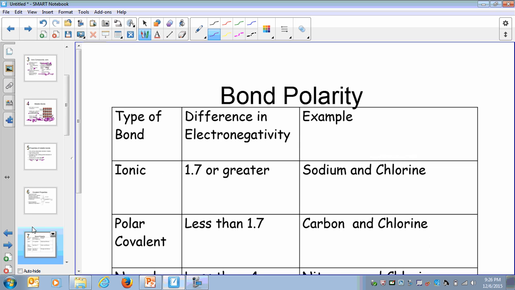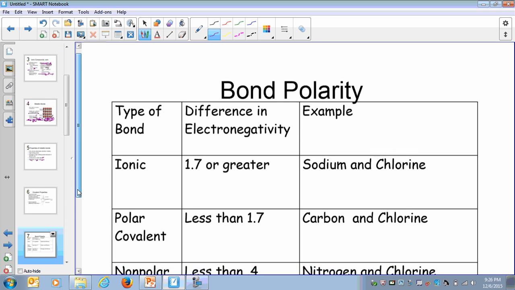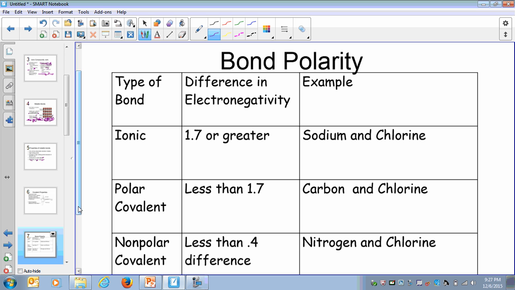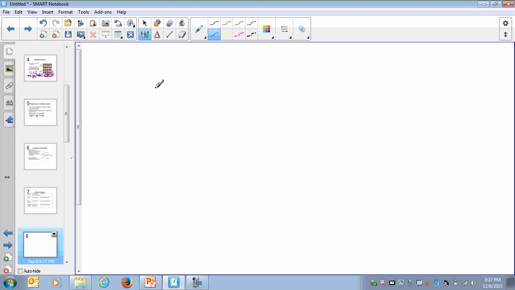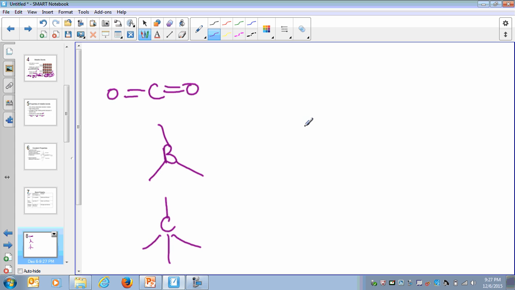Okay, so the next thing we want to talk about is bond polarity. I know that we talked about geometrical shapes in last class. Right now, what I want to talk about is bond polarity. We talked about linear molecules. We talked about trigonal planar, tetrahedral, trigonal pyramidal, and we talked about bent.